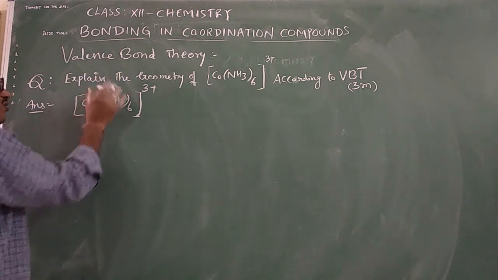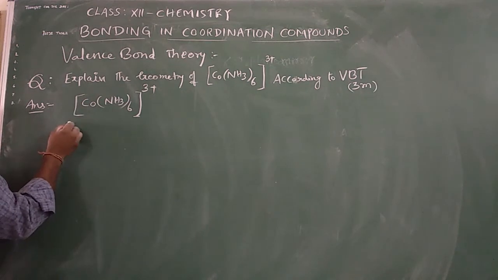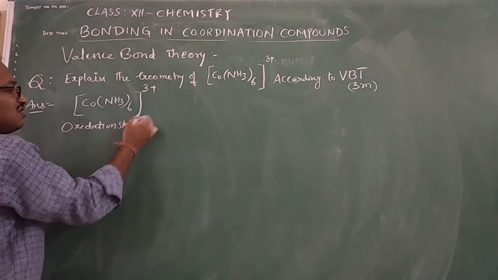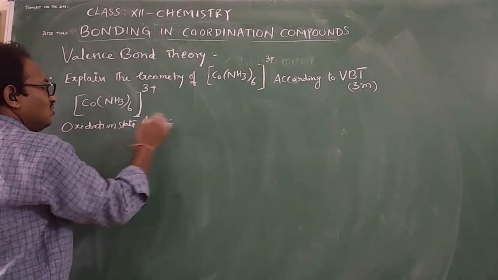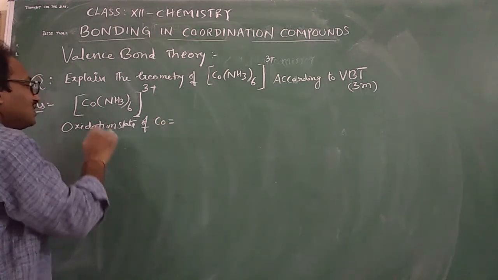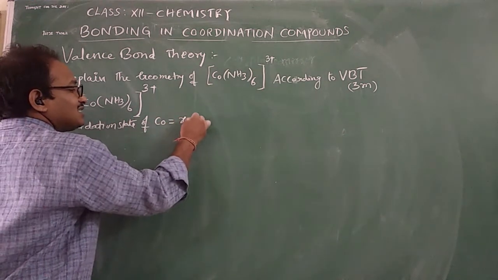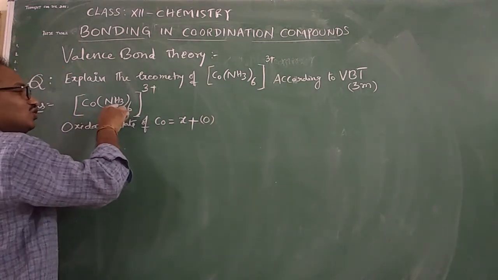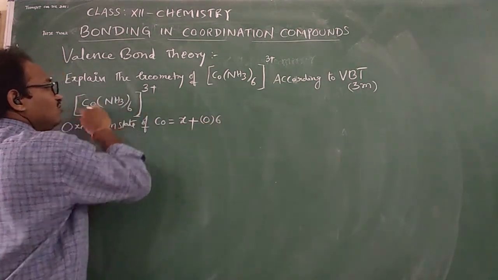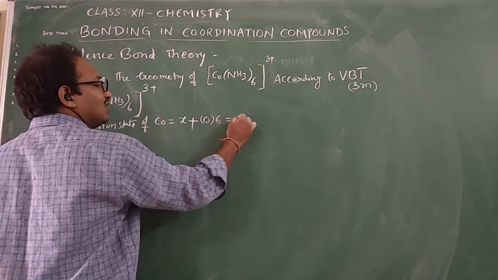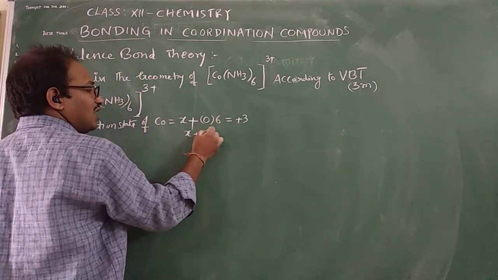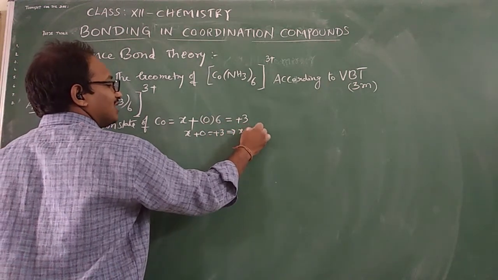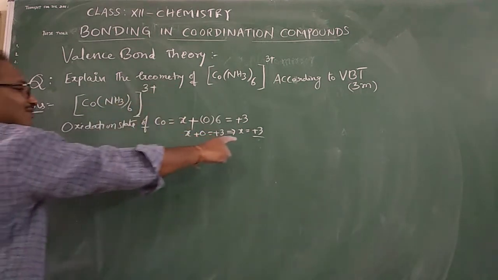Now first you need to find out the oxidation state of cobalt. Whenever we are finding the oxidation state, let the oxidation state of cobalt be X, plus ammonia, a neutral molecule with oxidation state 0, and 6 are there, equal to the total oxidation state of the complex ion, which is +3. So X plus 6 into 0 equals +3, that implies X equals +3. The oxidation state of the central metal atom is +3.